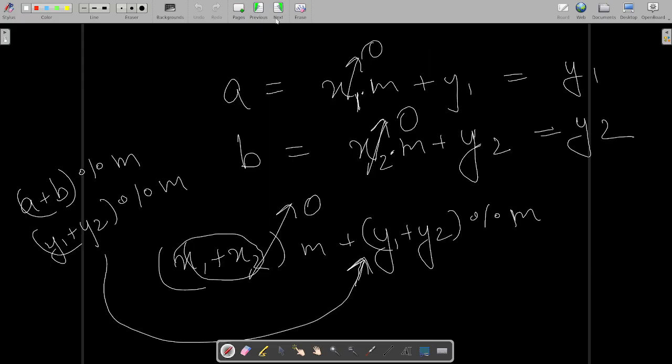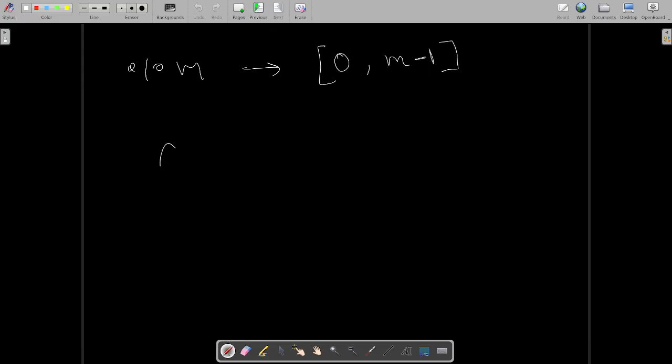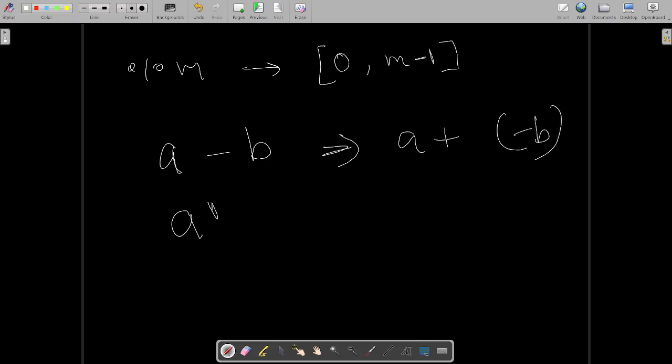Exactly the same thing holds with a minus b. Actually a minus b is basically a plus minus b, so you don't need to prove that again. Now a into b is something more complicated, because for a into b, doing just a modulo m into b modulo m is not enough, to be honest, because something like this can happen.